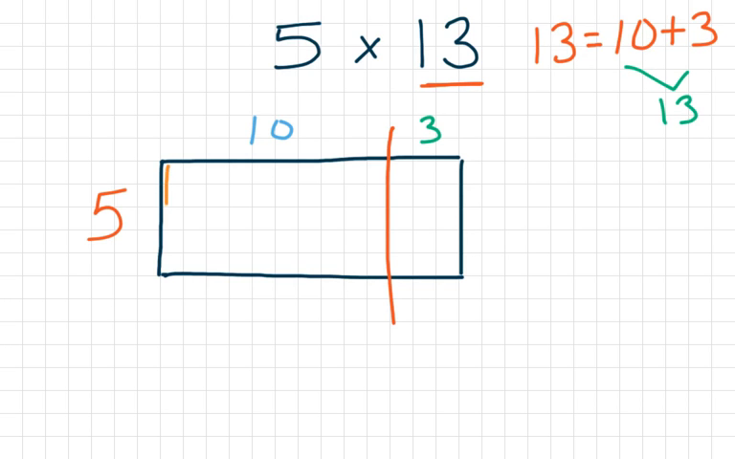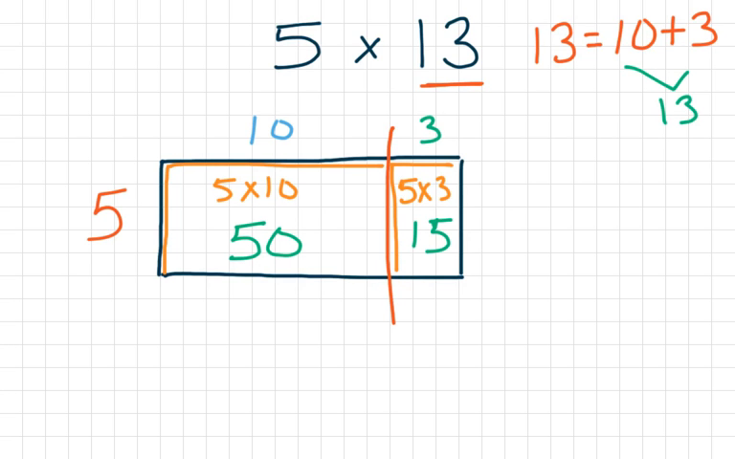I'm going to multiply 5 times 10 to find the area of this rectangle. And I'm going to multiply 5 times 3 to find the area of that smaller rectangle. When I multiply 5 times 10, I get 50. And when I multiply 5 times 3, I get 15. All I need to do to figure out what 5 times 13 is, which is my initial problem that I'm starting with, is add those two partial products up.